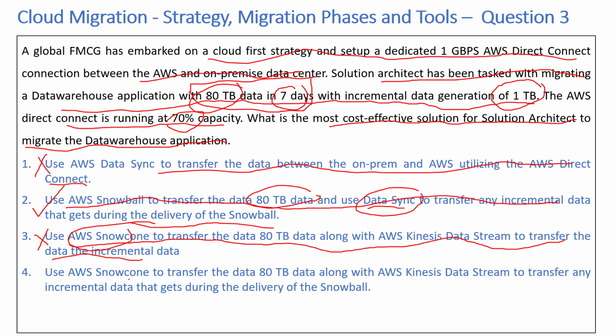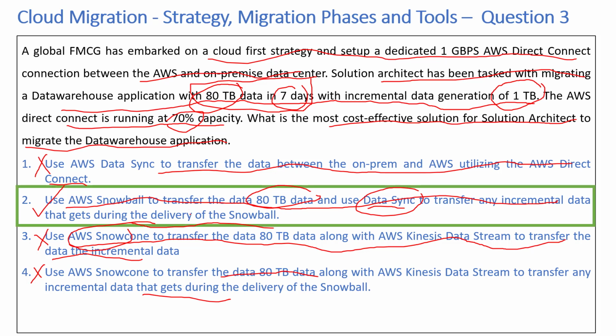Use AWS Snowcone to transfer the data over HTTP along with the AWS Kinesis Data Stream to transfer incremental data. Okay, so I think I have the same option here. So it's again not a good fit. Okay, I will update this fourth answer. Third and fourth seem to be the same. Okay. Now let me just move to the fourth question. So the correct answer is the second one.